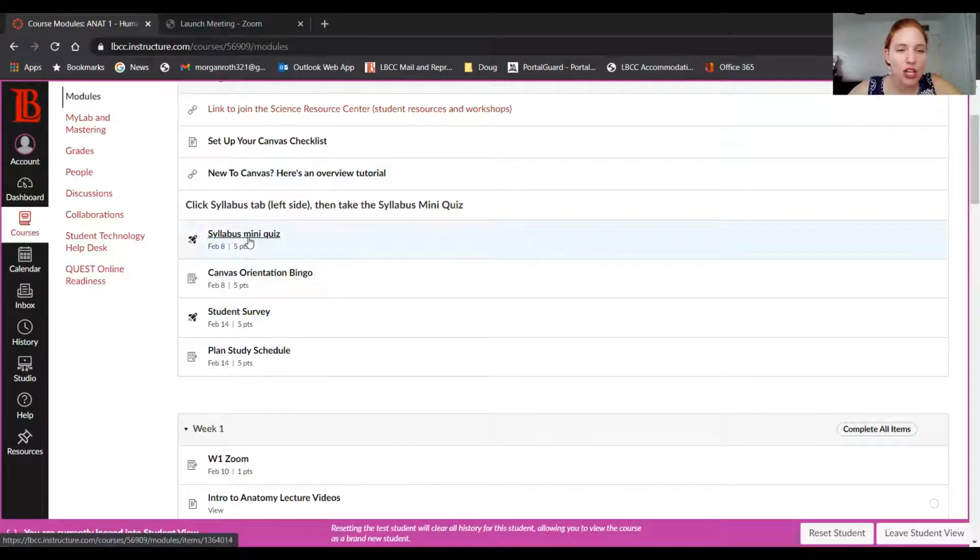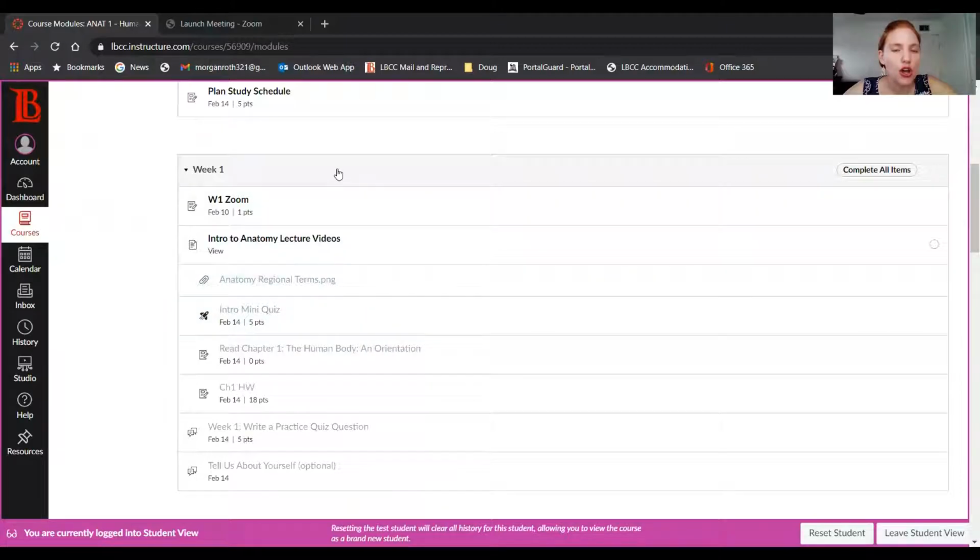Also, anytime you see the words mini quiz or pre-quiz, so mini quizzes will be for lecture and pre-quizzes will be for lab, that means that you can take those quizzes as many times as you want in order to get the best score. So you can take them an unlimited number of times and keep just the best score. So I would definitely take advantage of that.